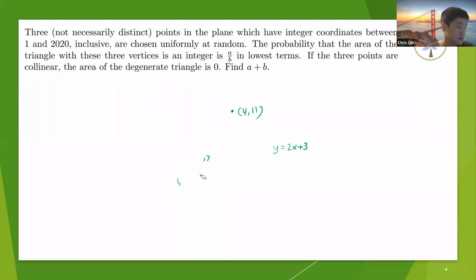And somebody's also asking, what does degenerate mean? So degenerate triangle means a triangle where all 3 vertices lie on the same line. And it's typically not considered a triangle. But in this case, we're considering 3 points in a line as a degenerate triangle, which has area 0.